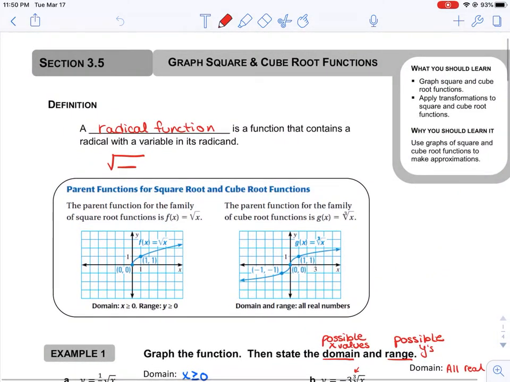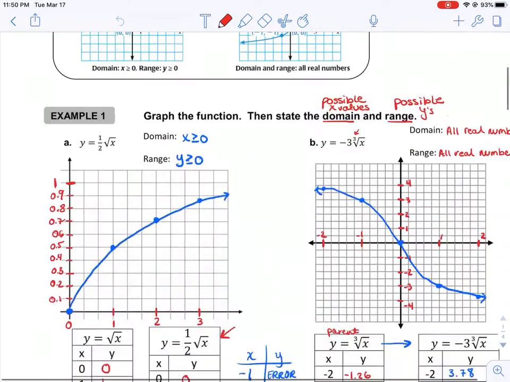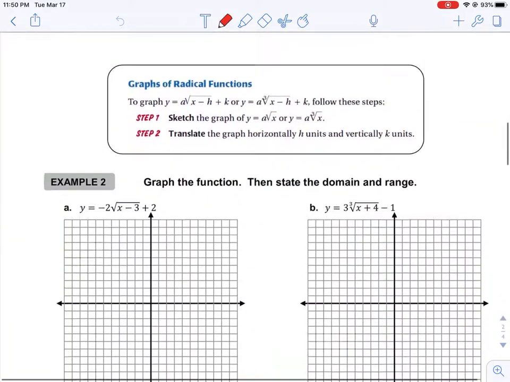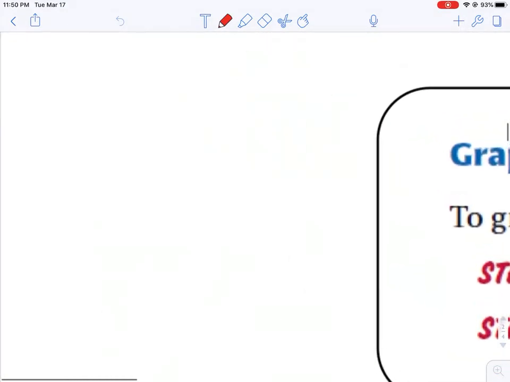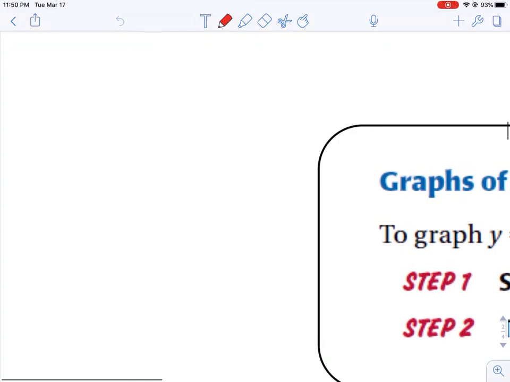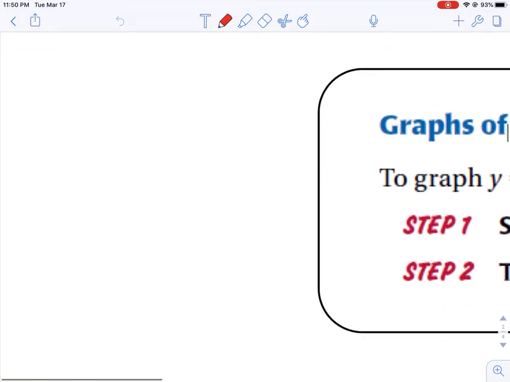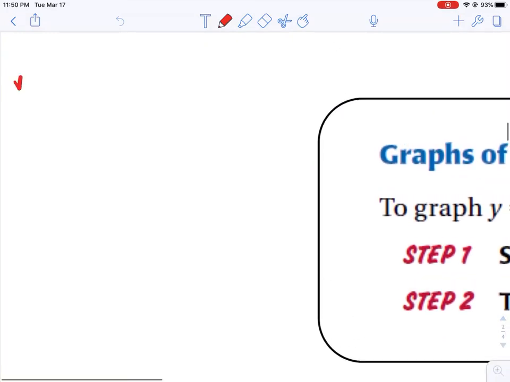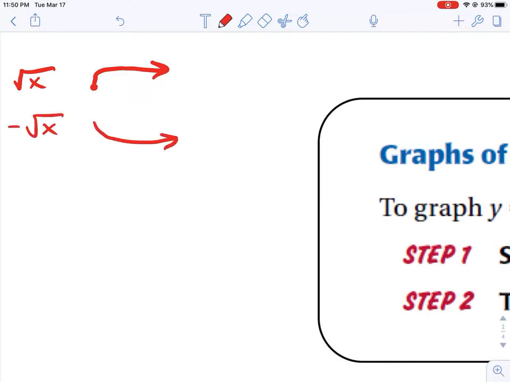Okay, next part in 3.5, graphing square and cube root functions. We're going to just talk about some shortcuts basically. So hopefully you noticed all square roots of x look like a tipped over parabola, but just half of it, right? And then negative square roots of x, just flip that like this, okay?